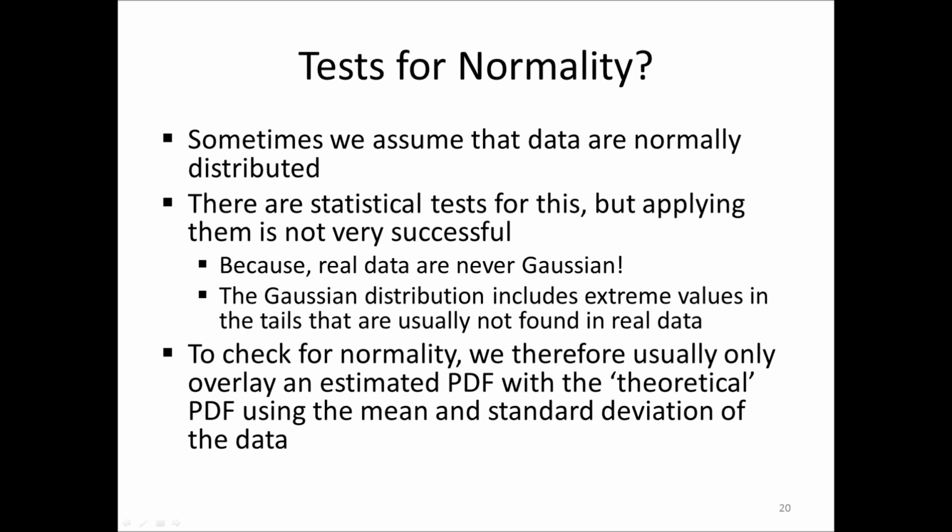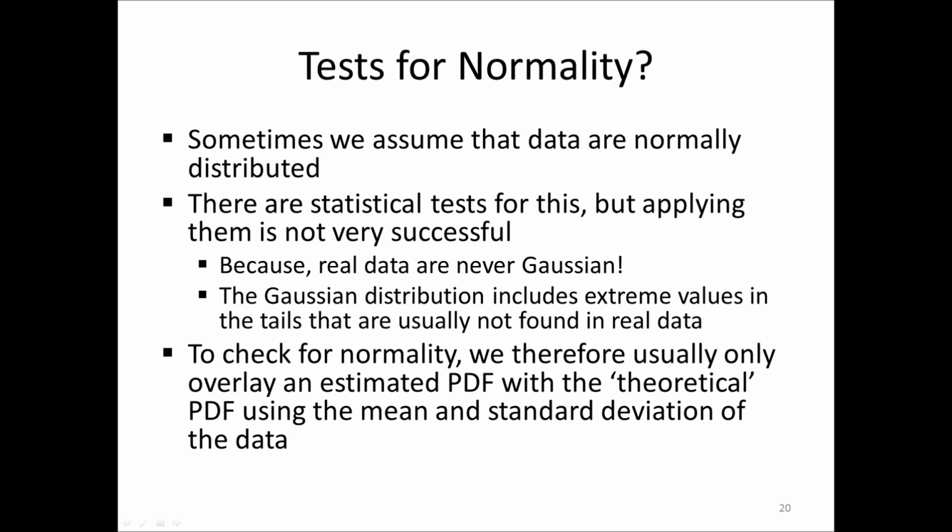Finally, a few words about normality. Sometimes we assume that data are normally distributed. There are statistical tests for this, but applying them is not very useful. And why is that? Well, first of all, because real data are never Gaussian. The Gaussian distribution includes extreme values in the tails that are usually not found in real data. So usually if you test data for normality, the statistical tests are strong enough to show that no, data are not normal, even if we want to assume that they are normally distributed.